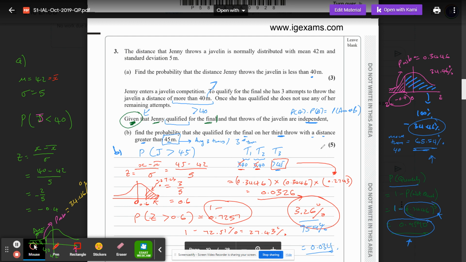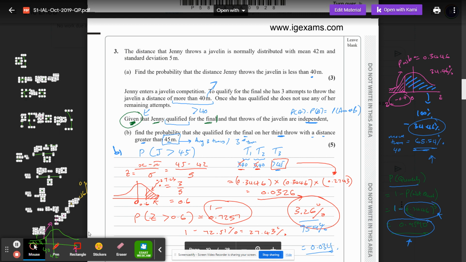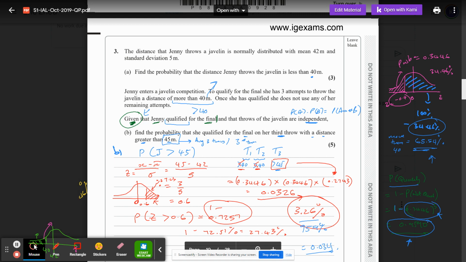Yeah, so the formula for conditional probability is what we need to use here. And to use the conditional probability formula, we're saying that the probability that A happens given B happens is actually the probability that A and B happens divided by the probability of B happening. And if they're independent, then it's probability of A times the probability of B divided by the probability of B. That makes sense.